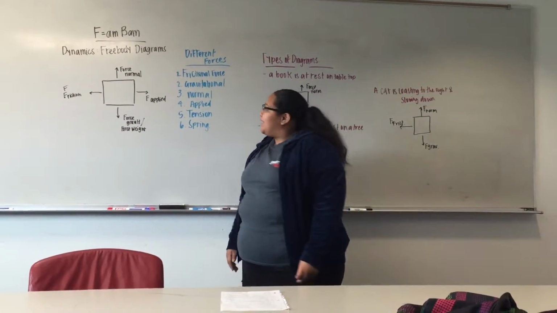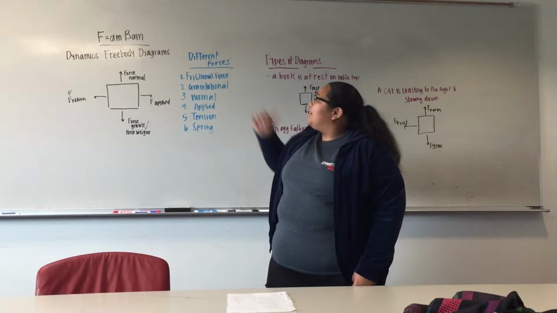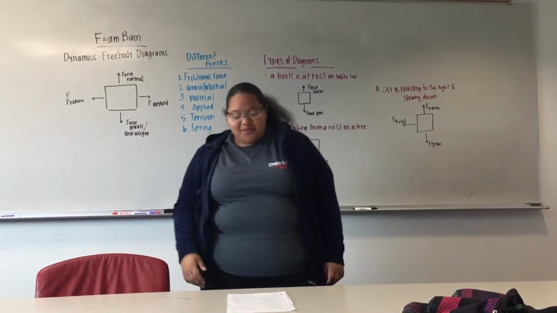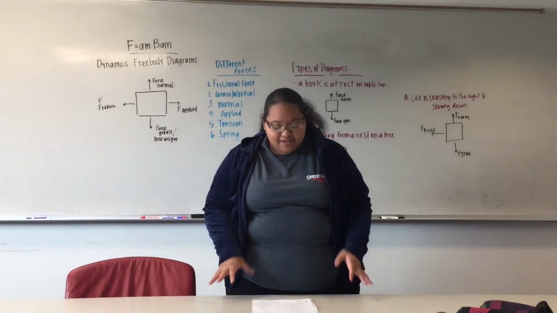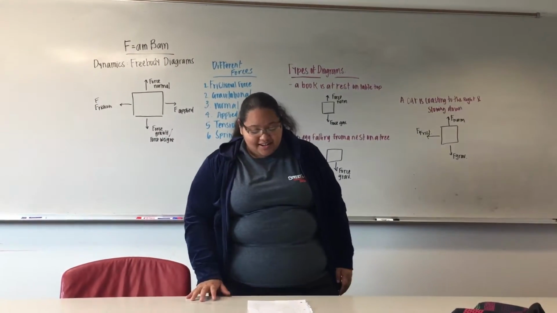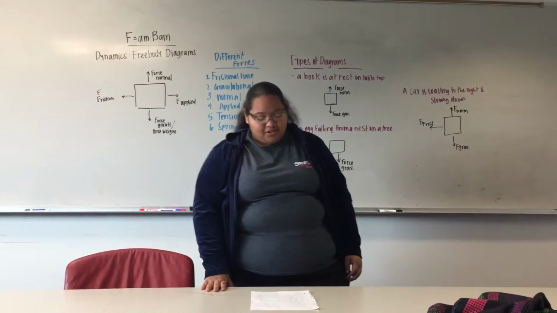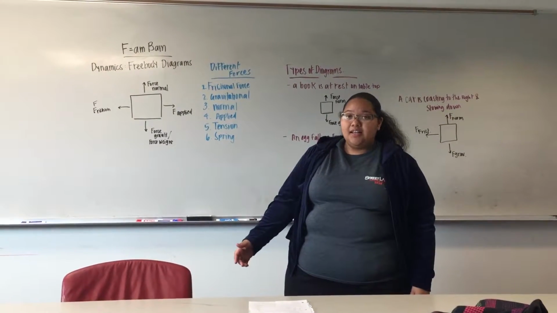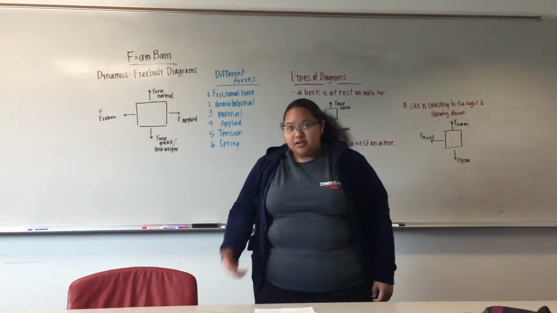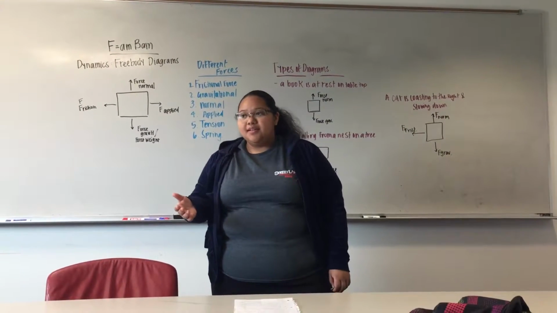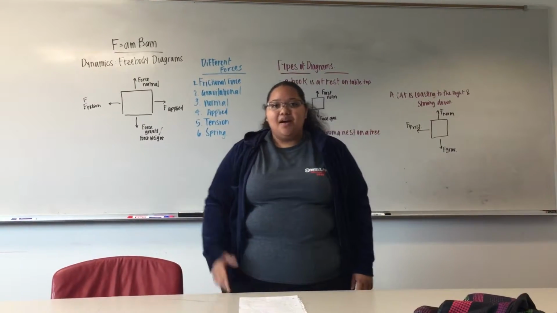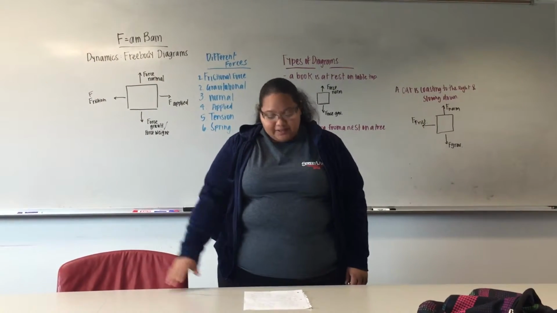Today's physics topic is dynamics using free body diagrams. Free body diagrams are used to demonstrate the relative magnitude and direction of all forces acting on an object. Magnitude is basically the amount or the number. So 4 newtons to the right tells you how much and in what direction.